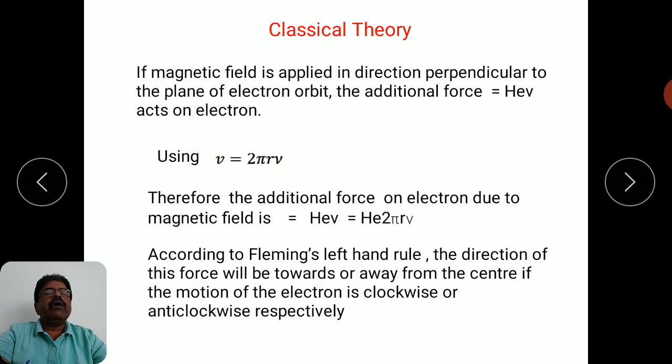Then, according to Fleming's left hand rule, as I have mentioned earlier in the earlier diagram.